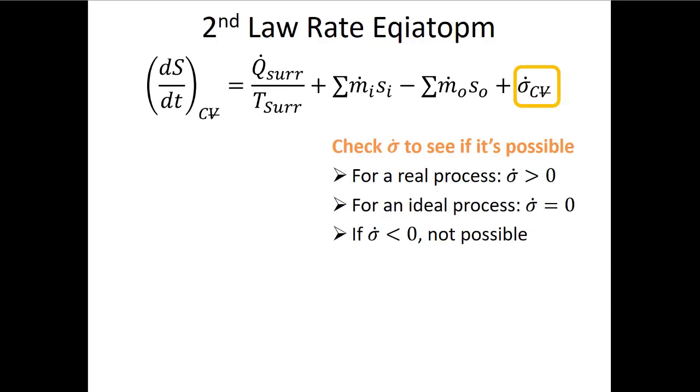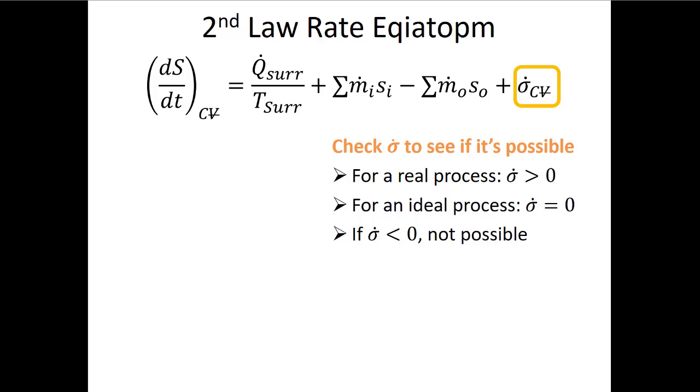So this is the second law rate equation for open systems. We know that to figure out if a system or a process is possible, we have to make sure that the entropy generation rate, sigma dot, is positive. For real processes, we know this is positive. We know we can approach but never equal the ideal case where the entropy generation is zero. And if we find that sigma dot is less than zero, the process is not possible.